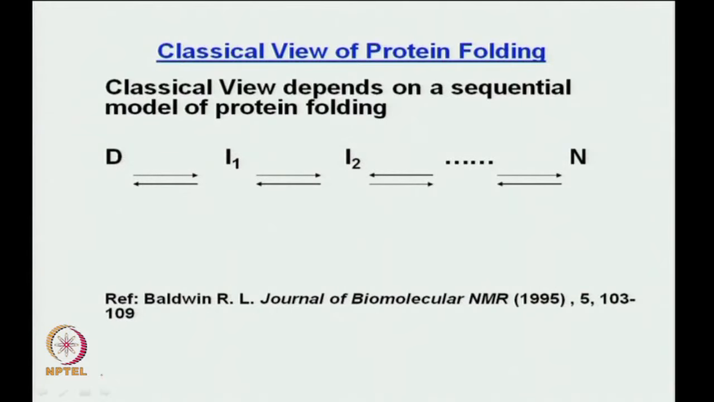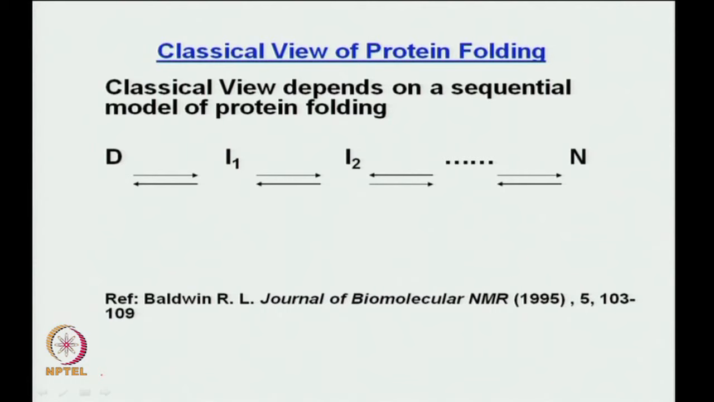It depends upon a sequential model of protein folding. That means you start from a denatured state D and then you have to go through I1, I2 and so on until you reach N. The pathway is chosen for it; you are defining the pathways for it. See, that is a logical view too, right? You know that it starts from the denatured state, maybe it has to go through these intermediates which will finally help it to go to the native state. That is fine, no problem.